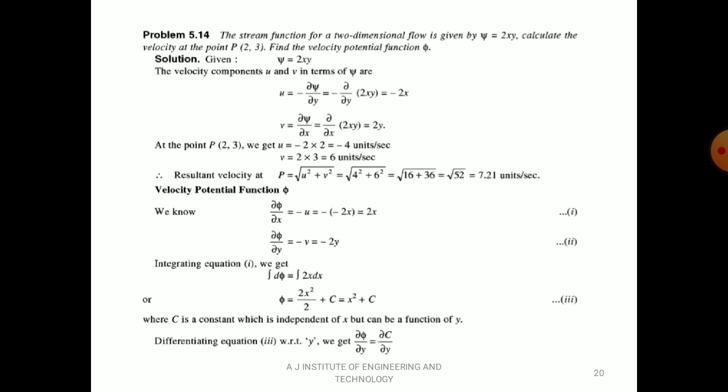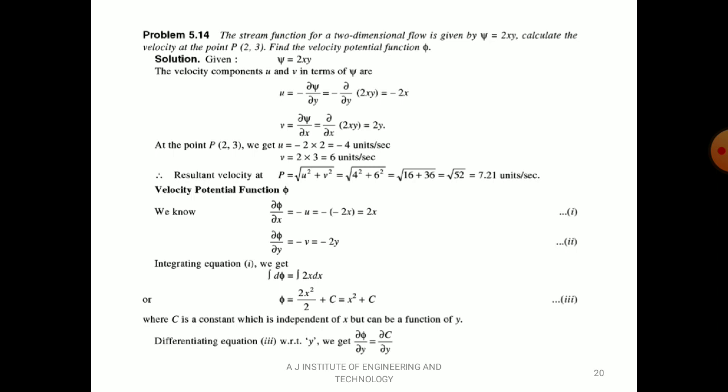In the previous problem the potential function was given, and from the potential function you determined the value of the stream function. This is exactly the reverse: the stream function is given, and we have to find the value of the potential function. So just write down the given data, ξ equal to 2xy. From the definition of the stream function we have u equal to minus ∂ξ/∂y, and v equal to ∂ξ/∂x.